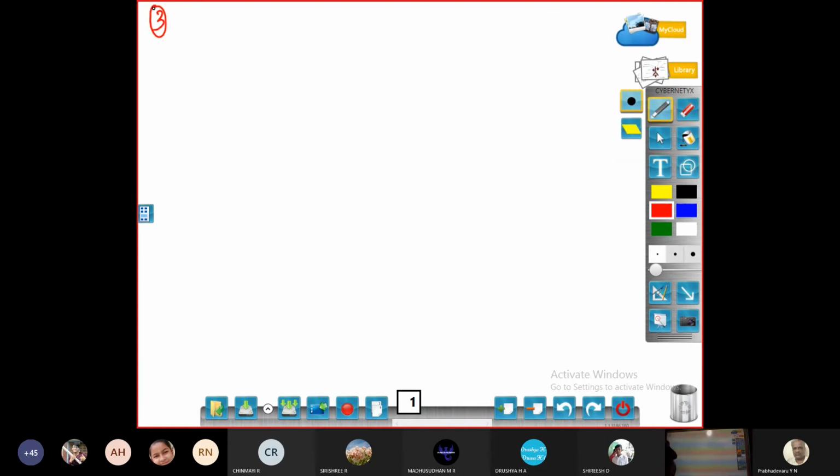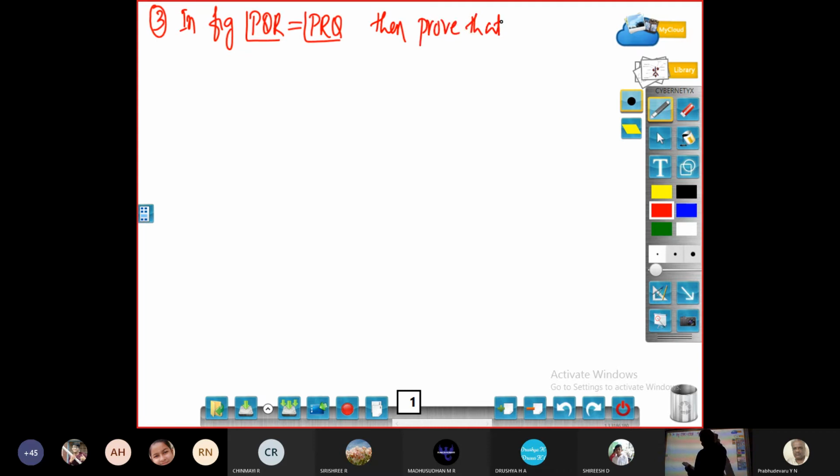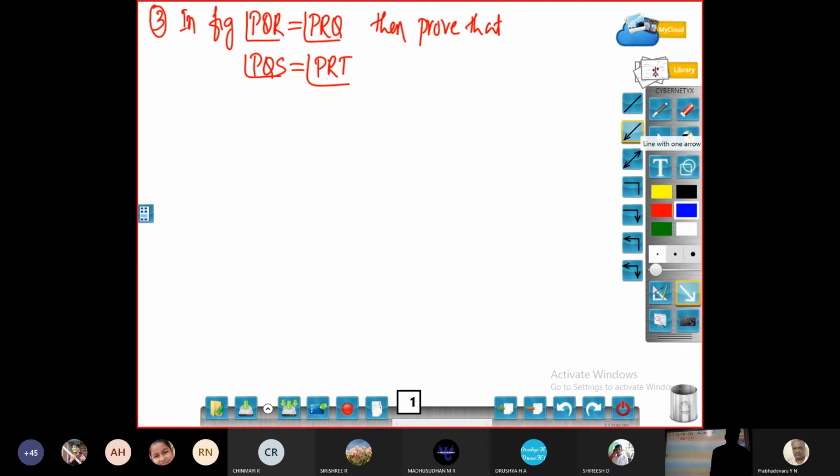So let us take question number 3. In the figure, angle PQR is equal to angle PRQ. Then prove that angle PQS is equal to angle PRT. Now they have given the diagram. So let us draw the diagram now.